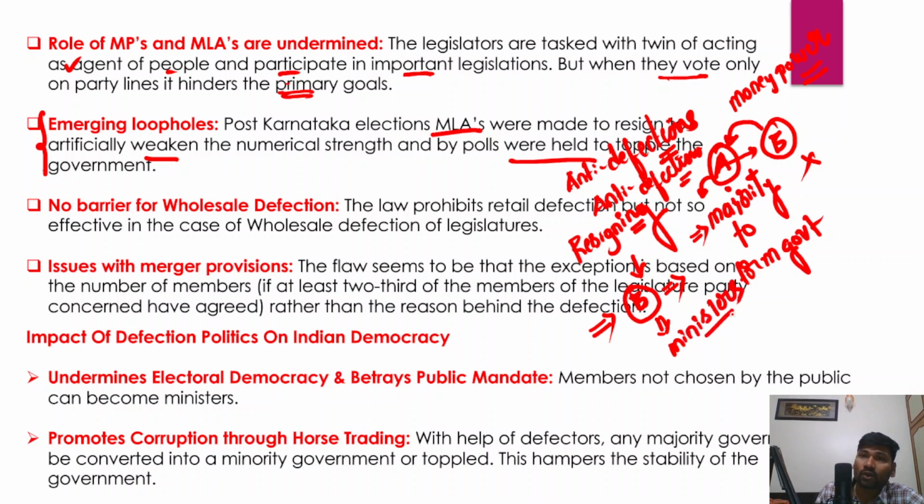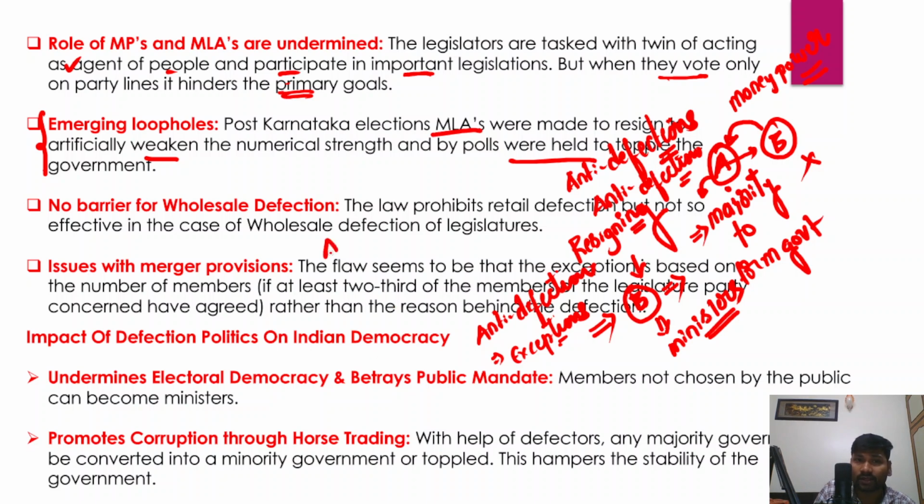So this is how new loopholes are emerging within the anti-defection law. And apart from that, some provisions within the anti-defection law are also criticized. For example, it has provided certain exceptions to the anti-defection law, right? So what are the exceptions that it has provided?